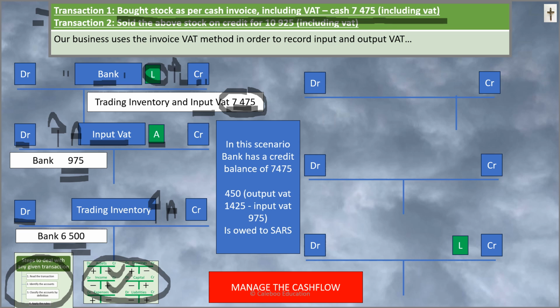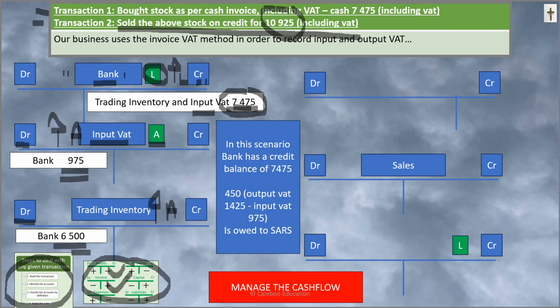Now the second transaction, we sell the stock. Let me just rub this out quickly. The stock gets sold for 10,925, including VAT, and I'm only going to do the sales part of the transaction.